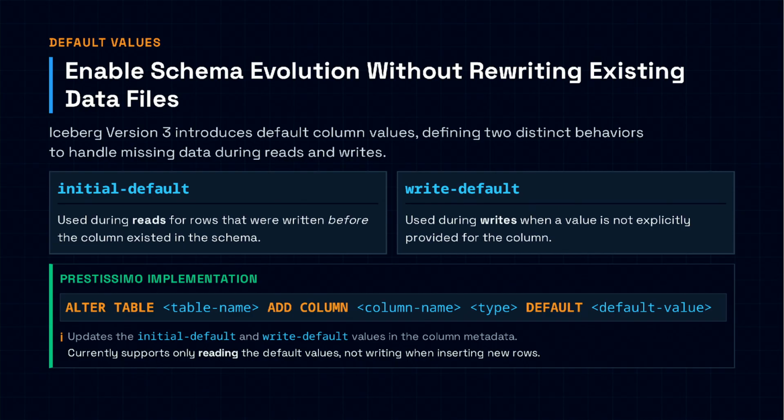The default values support has been implemented to support the schema evolution scenario. So Iceberg V3 introduces these two values for a column, the initial default and write default. Initial default is used to fill in the default values for the rows which are already existing after a column is added. And the write default will be used to fill in the value if the value is not supplied during ingestion for this column. So we have added support for alter table add column to set the default value in Presto.